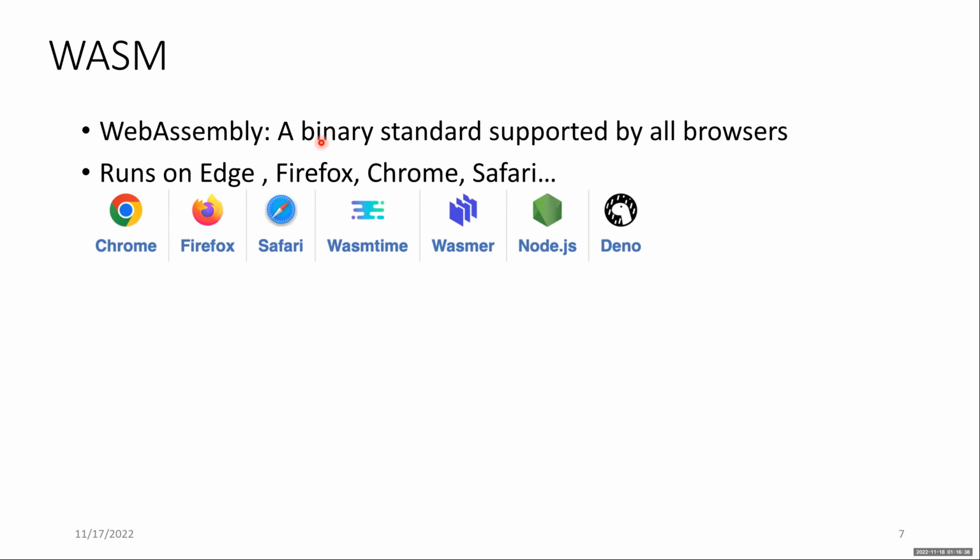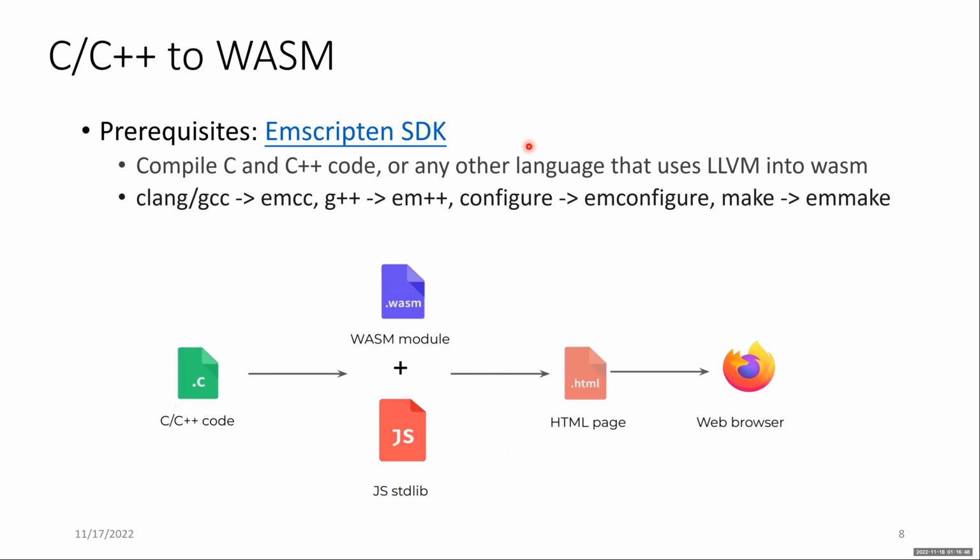Okay, here is some background about our technology. WASM, also called WebAssembly, is a binary standard supported by all the browsers. We can easily compile C++ code to WASM for the browsers, where the Emscripten SDK is an open source project. The C++ code is compiled to a WASM module and JS code, and then runs in the browser.